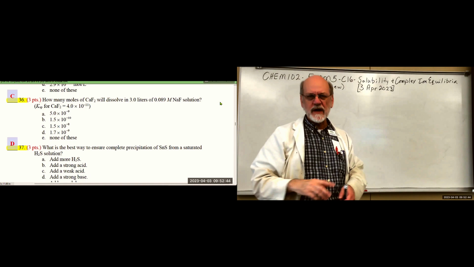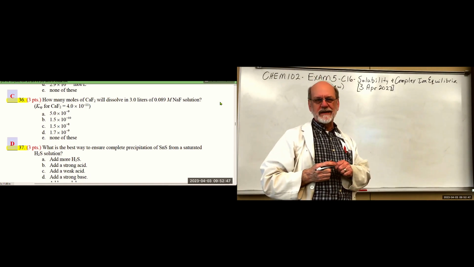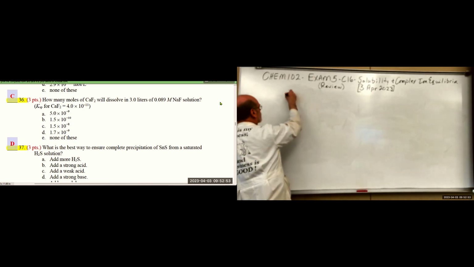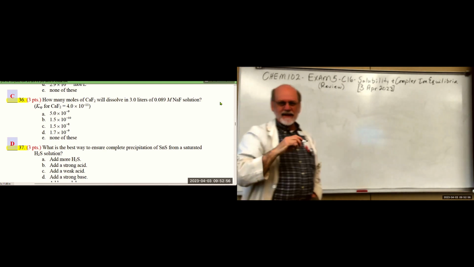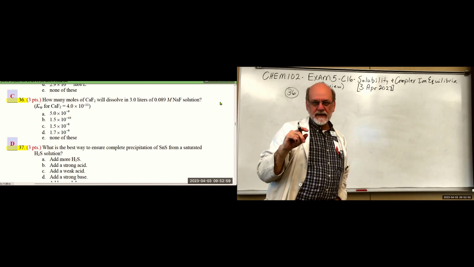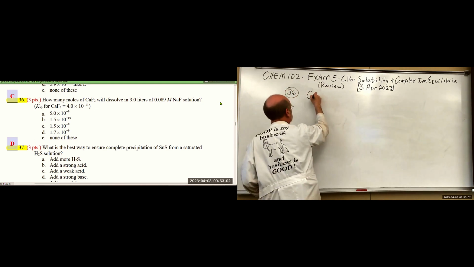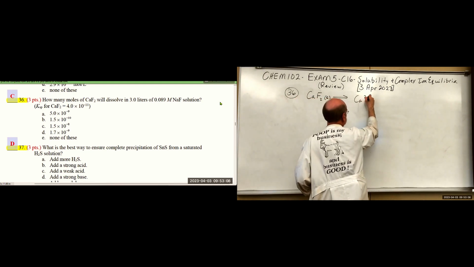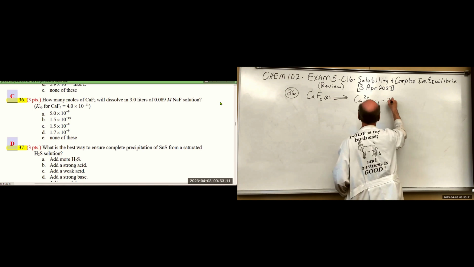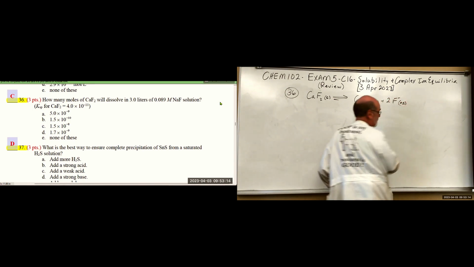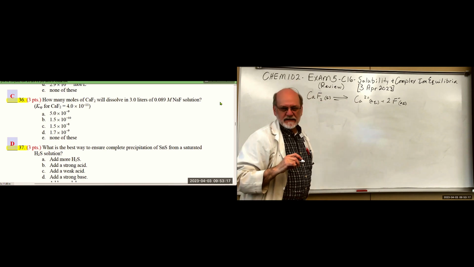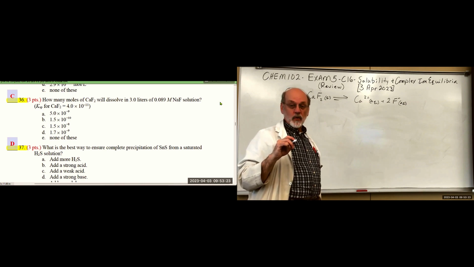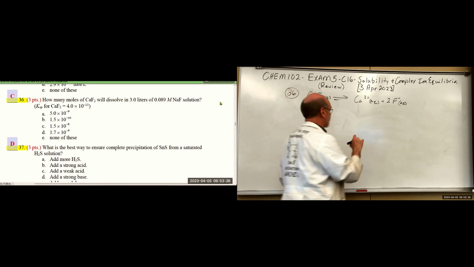How many moles of calcium fluoride will dissolve in 3 liters of 0.089 molar sodium fluoride solution? I think we can do this one. Okay. Calcium fluoride is our solid. It's going to produce this ion plus two of these ions, right? And we've got a concentration of 0.089 molar fluoride already.